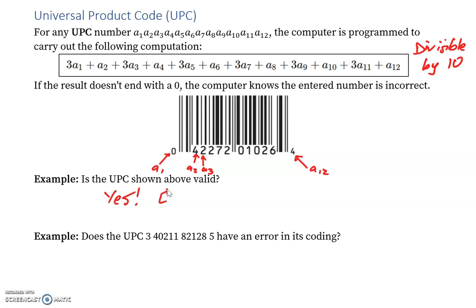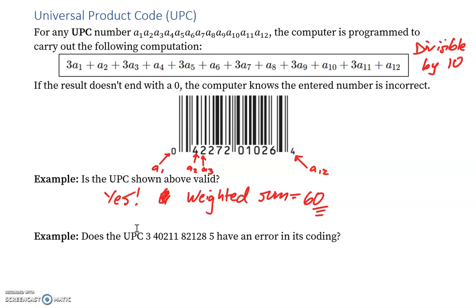The scheme ends with the weighted sum, as we say. It's not just a regular sum because we're not just adding up the digits, we're giving different weights: a weight of 3 to the first digit, a weight of 1 to the next digit, and so on. So the weighted sum equals 60, which most importantly ends in 0. Okay, cool. Now, does the UPC given here have an error in its coding? Basically what it's saying is, does it end in 0 or is there something wrong?